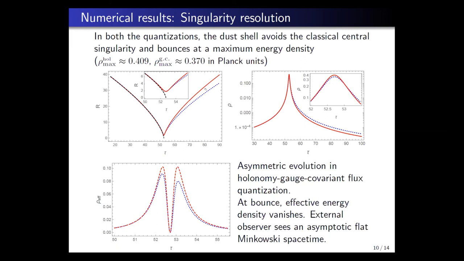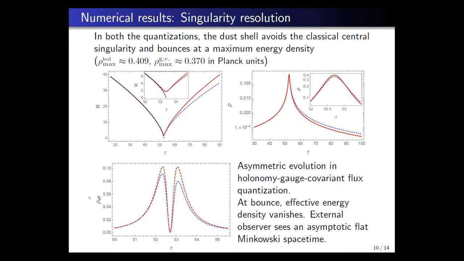Then both of the quantizations lead to the bounce, but one can see that the red curve is symmetric, while the blue curve is not symmetric to the contracting branch. Similarly, the same thing happens with the energy density curve, and the blue curve and the red curve show significant differences in the expanding branch.